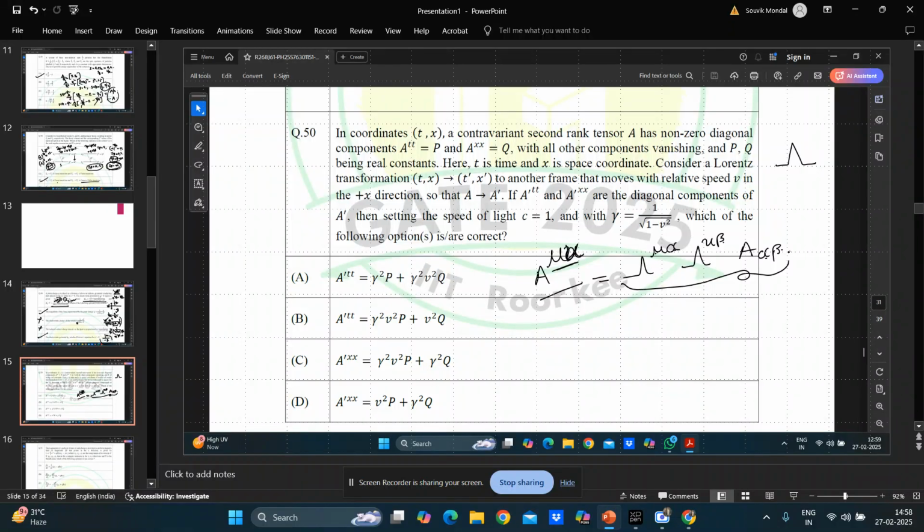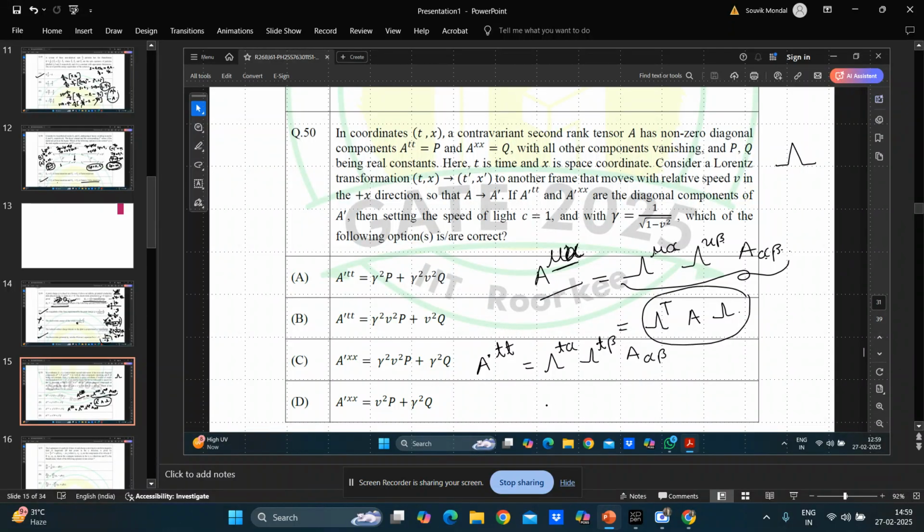Okay, these are in components, but if you try to write this in matrix form, you can write this as lambda transpose A lambda. So this is the matrix form and this is the component form. You can do both these things. You can write A prime tt, if mu nu is tt, then lambda t alpha into lambda t beta A alpha beta.